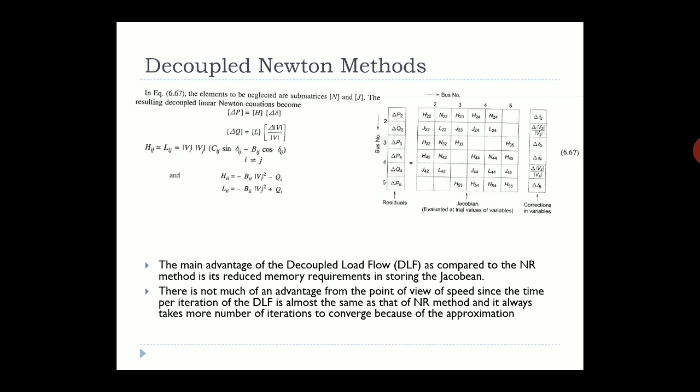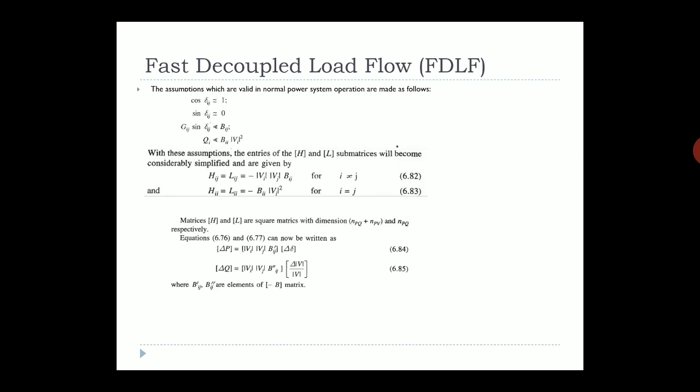The main advantage of the decoupled load flow as compared to the NR method is reduced memory requirement in storing the Jacobian. A smaller amount of memory is required, and there is not much advantage from the point of view of speed, since the time per iteration of the DLF is almost the same as the NR method, and it always takes more iterations to converge because of the approximation. So in the decoupled Newton method, the advantage is only a lesser amount of memory.